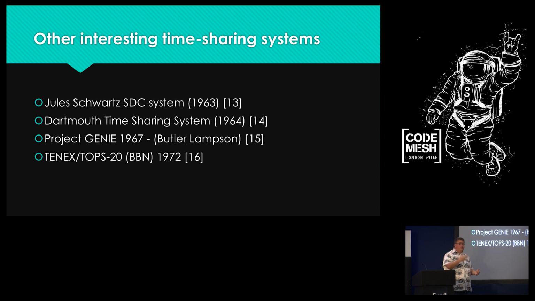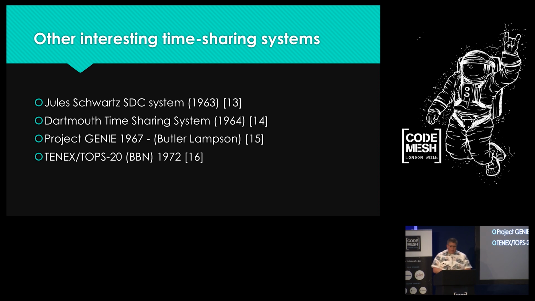And then finally, at the bottom, there's this paper by BBN called 10X, and then Digital had another sort of sister operating system called TOPS 20, and a paper about that was published in 1972, which is also pretty cool.